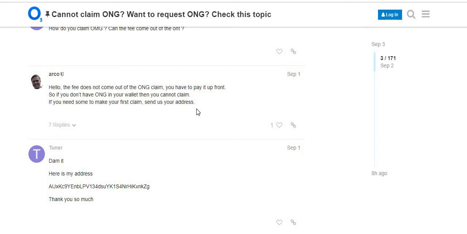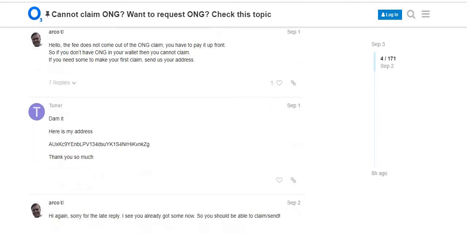So basically, you can download the O3 wallet, move some ONT into the wallet, and then you can come here. You put your address in this thread, and once they've replied, you have received your 0.02 ONG. So they're going to give you 0.02 ONG for free, so you can start your claiming. How cool is that? I thought that was just amazing.